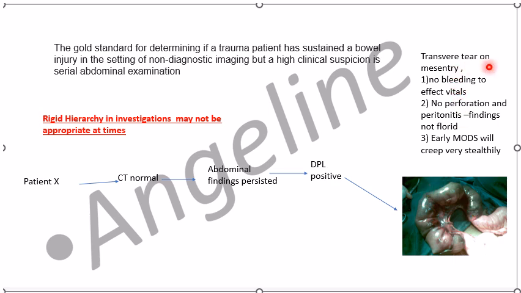Now, this patient had a transverse tear on the mesentery. There was no bleeding, nothing to affect the vitals, no perforation, so no peritonitis. Findings were not clinically florid, but these are the ones which will go into early organ dysfunction. It will creep in very stealthily. So these are the problems or pitfalls in management of bowel injuries, which you can use to work around the issues.